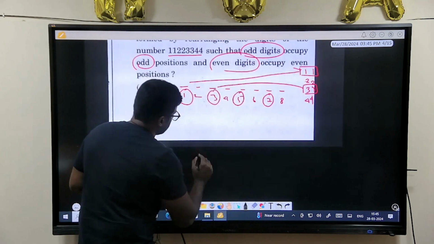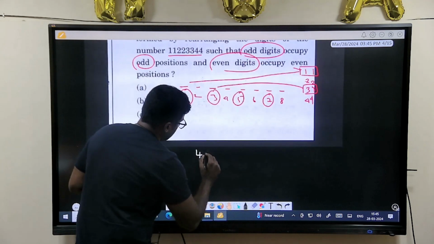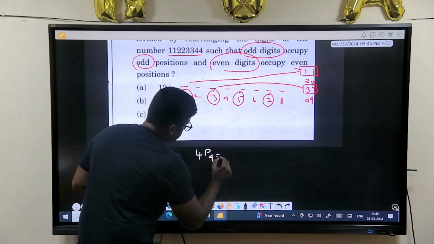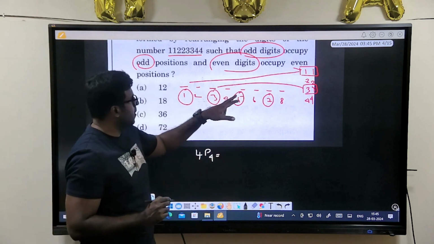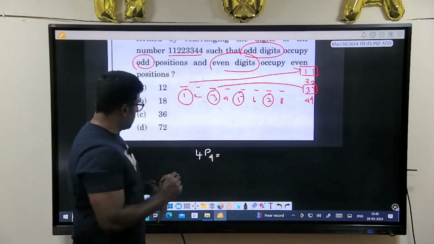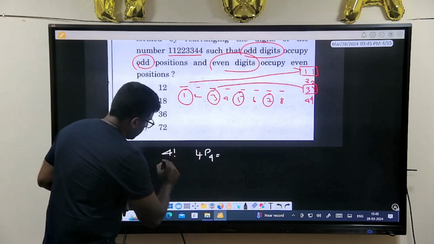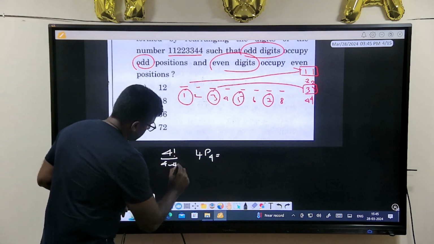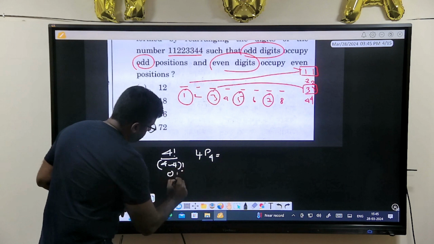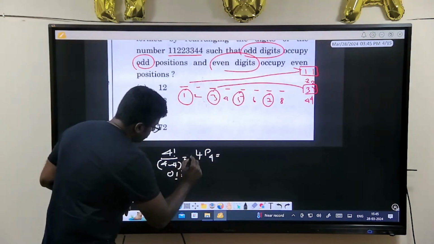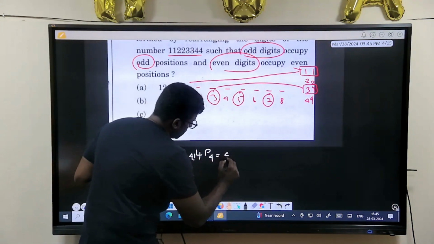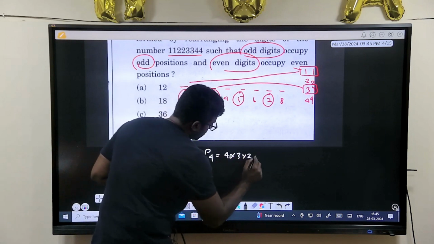In these 4 positions, you have to arrange these 4, and that comes to 4P4. Just check it. The formula is 4 factorial by (4 minus 4) factorial. 0 factorial is actually 1. So you have 4 factorial, that means 4 into 3 into 2 into 1.